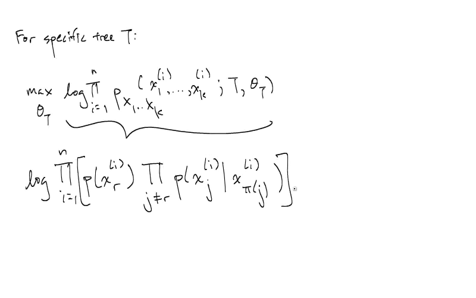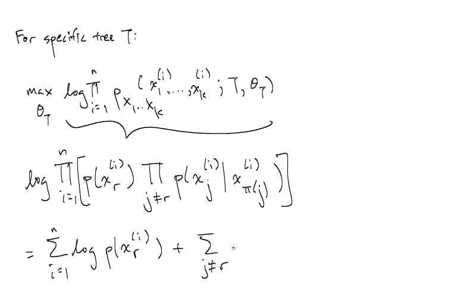This thing is going to split up into the log likelihood for the root node, and then the log likelihood for each of these conditional probability tables.